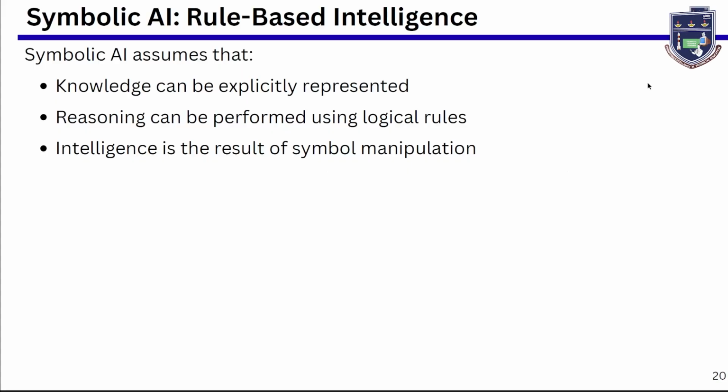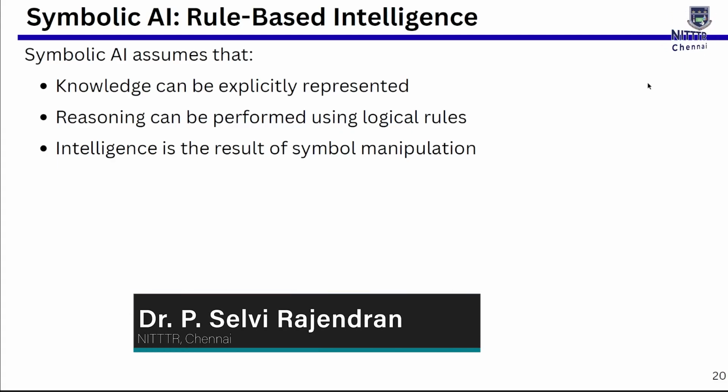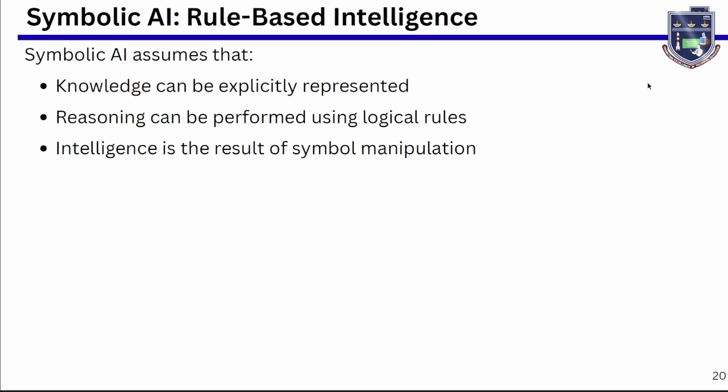So next we will explore the topic of symbolic artificial intelligence. It is rule-based intelligence. One of the earliest and most influential approaches to artificial intelligence is known as symbolic AI. It is also called rule-based AI or good old-fashioned AI. This approach is based on the idea that human intelligence can be modeled using symbols, logic, and explicit rules. So the main core idea of symbolic AI is that knowledge can be explicitly represented.